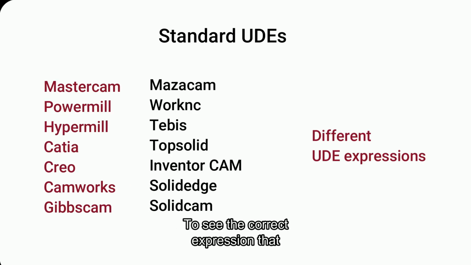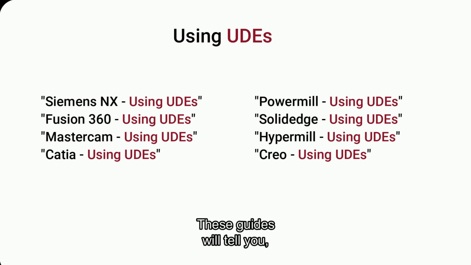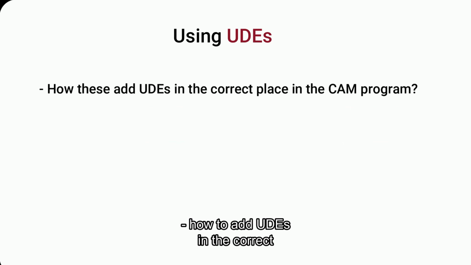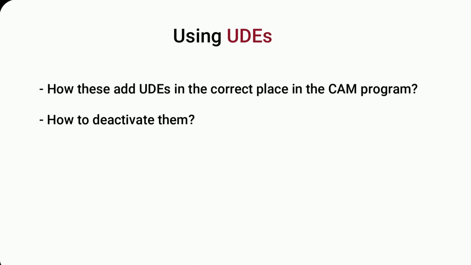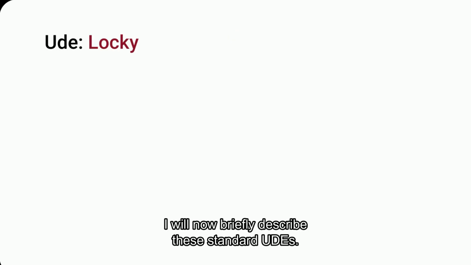To see the correct expression that you have to use in your CAM system, look at the guides, named as Using UDEs, in the help, which are prepared for each different CAM system separately. You should also check these guides to learn more about these standard UDEs. These guides will tell you how to add UDEs in the correct place in the CAM program, how to deactivate them, how long they will be effective when activated, per operation, or until the end of the program. I will now briefly describe these standard UDEs.